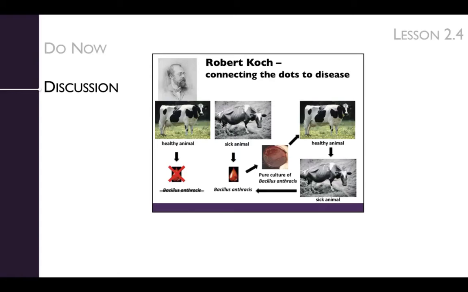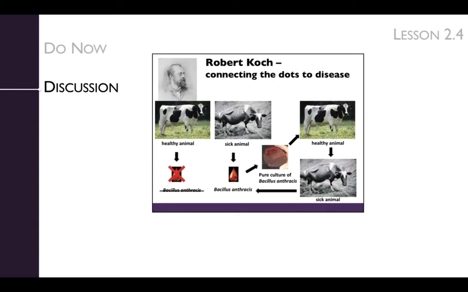In brief, Koch found that healthy cows did not have bacteria in their blood, while infected cows did. Koch took a small sample of blood from an infected cow and injected it into a healthy one, and the healthy animal became sick. But there could have been other unidentified agents in the blood causing the disease, so Koch filtered the bacteria out of the blood and grew it in pure culture. He then injected these bacteria into healthy animals, and they got sick too.